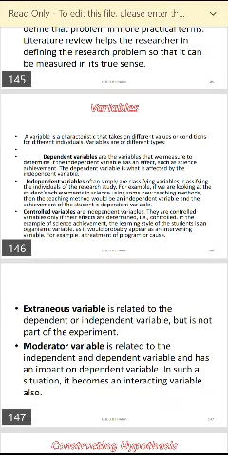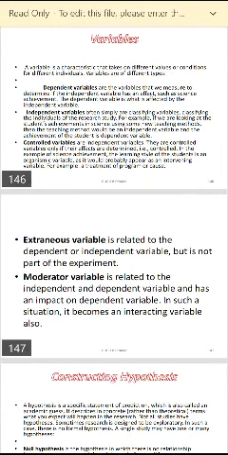So their performance depends on what? Teaching. Are we together? Their performance depends on teaching. So now we have two variables, performance and teaching. Up here we have the independent variable and the dependent what? Variable.